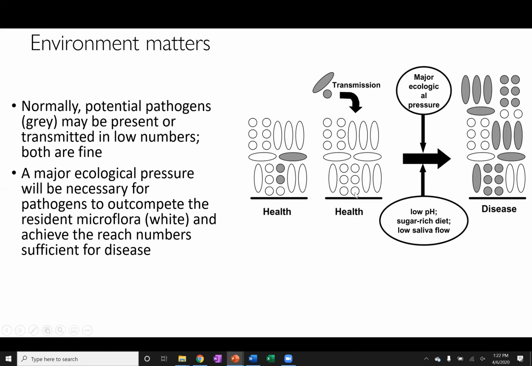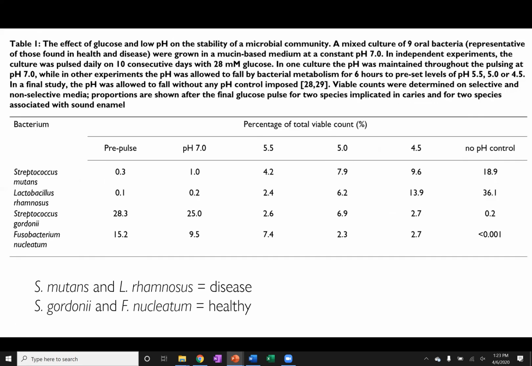So we can think of two healthy individuals. One individual has the pathogen, but it's at very low numbers. It transmits to the other healthy individual. And then we have some major ecological pressure. It could be low pH, a sugary diet, or low salivary flow that allows this pathogen to proliferate in this new environment. And so just to highlight what's going on here, we have this table.